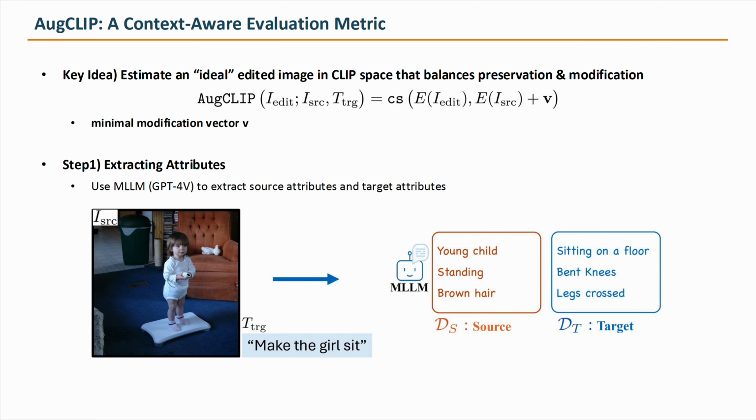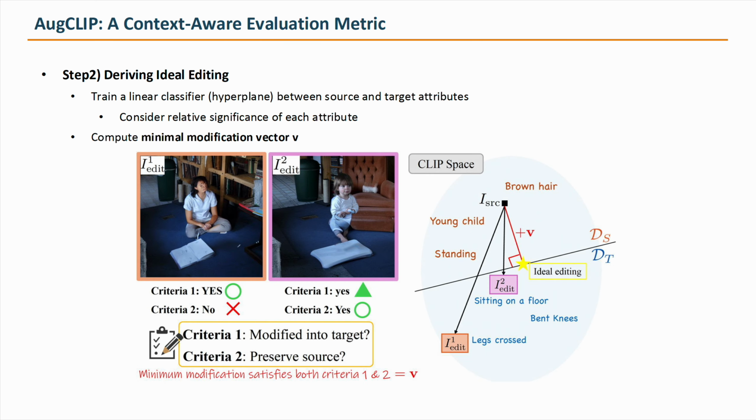OutClip consists of two main steps. First, we extract source and target attributes using a multimodal large language model, GPT-4V. From the source image, we identify visual elements that should be preserved, and from the target text, we extract what needs to be modified. Second, we compute a modification vector V, representing the minimal change needed to shift the source embedding toward the target concept. This is done by training a linear classifier to separate source and target attributes in the CLIP space and solving for the smallest vector that moves the source representation across this decision boundary.